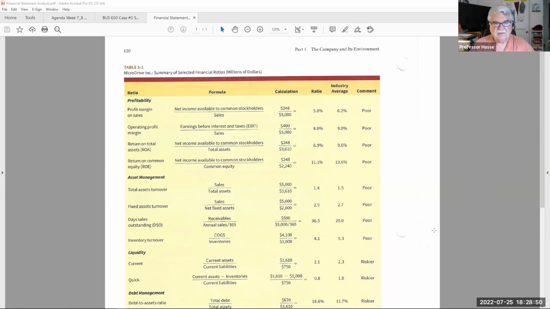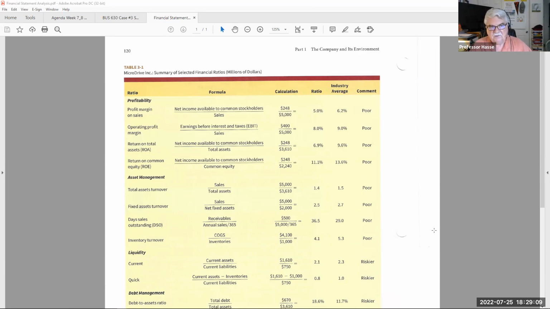Okay, not the most exciting video, but I think that video sums up on the sheet I show you on the screen here, which is a summary of selected financial ratios. This sheet is taken from your textbook in Chapter 3, and it is also part of the material in your case number 3.